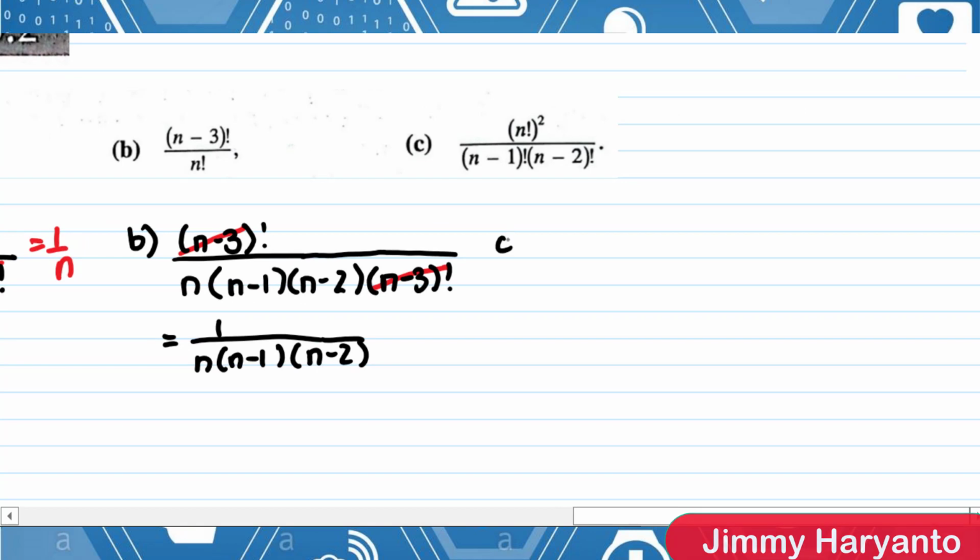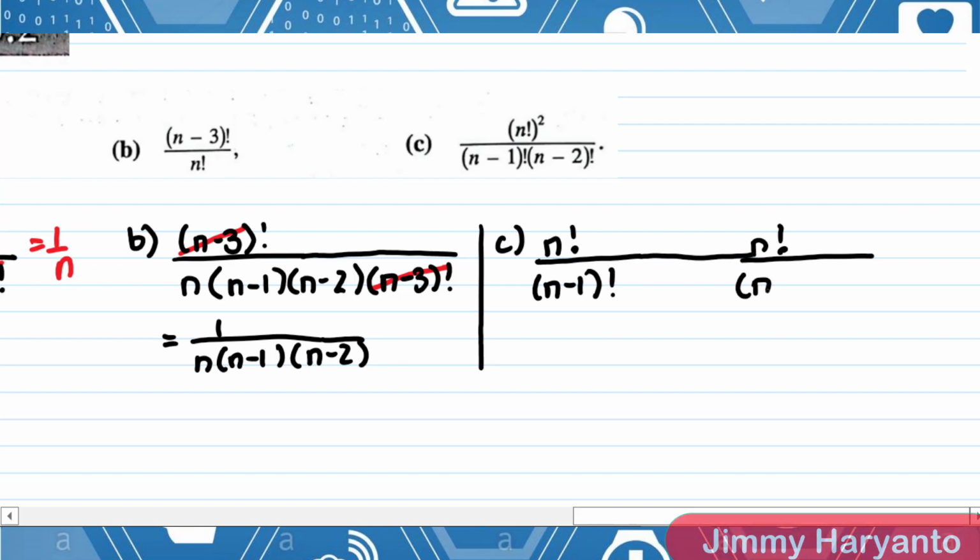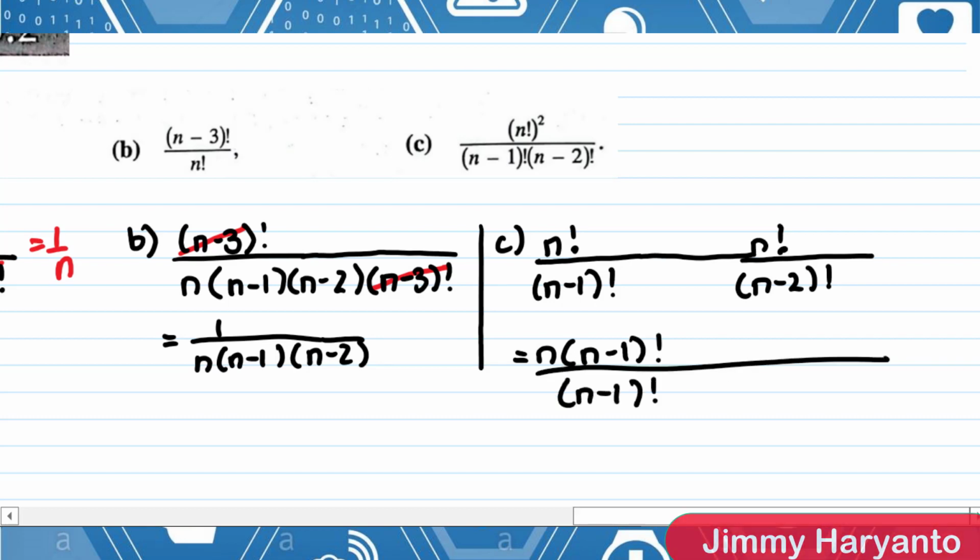And then for the C, we have n factorial squared. Yeah, for this one I want to separate the n factorial squared into n factorial times n factorial. And then for the bottom part, I will have n minus 1 factorial, and then n minus 2 factorial. Yeah, that means I have to separate the first n factorial into n times n minus 1 factorial over n minus 1 factorial. For the second n factorial, I will separate them into n minus 1, and then n minus 2.